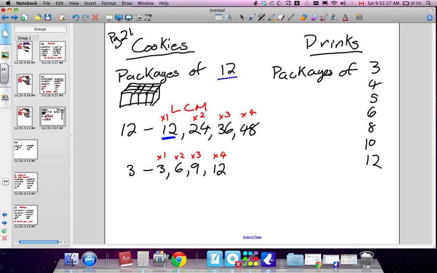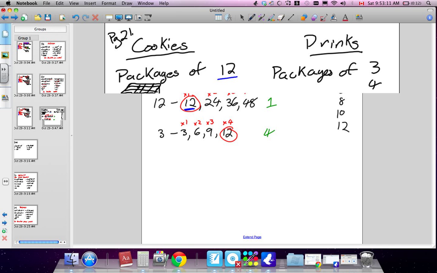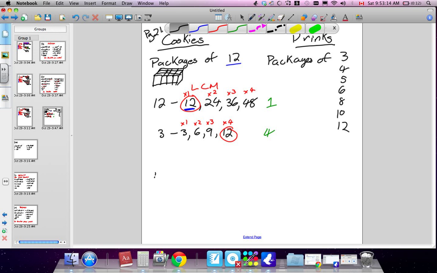Okay. So to get 12 cookies, we needed how many packages of cookies? 1. So we only need one package here because remember our common multiple was the number 12. How many packages of drinks do we need to get to 12 drinks? 4. So in order to be even for the first set, we need 1 package of cookies and 4 packages of drinks. Okay, let's try the next pair, and then you can try the rest.